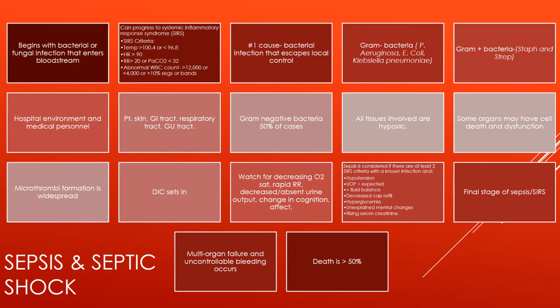You want to watch for decreasing oxygen sat, rapid respirations, decreased or absent urine output, or change in cognition or affect. Sepsis is considered if there are at least 2 SIRS criteria with a known infection, and these are hypotension, ULP, positive fluid balance, decreased capillary refill, hyperglycemia, unexplained mental changes, or rising serum creatinine. In the final stage of sepsis, you will have multi-organ failure and uncontrollable bleeding occurs, and death is greater than 50%.